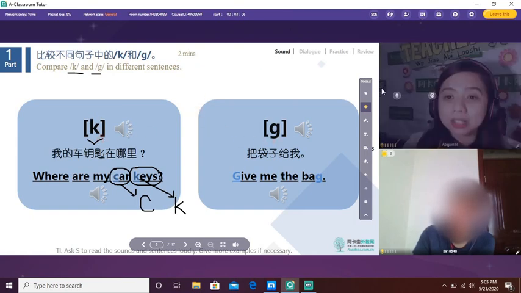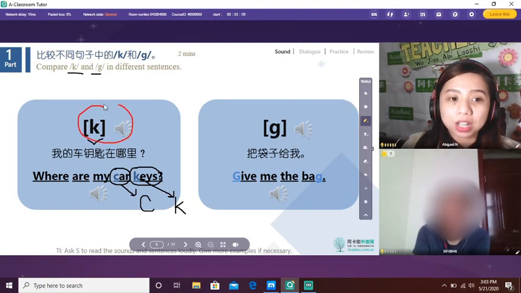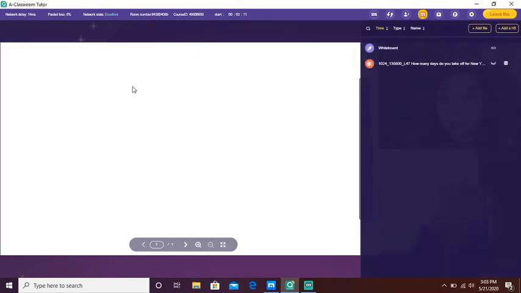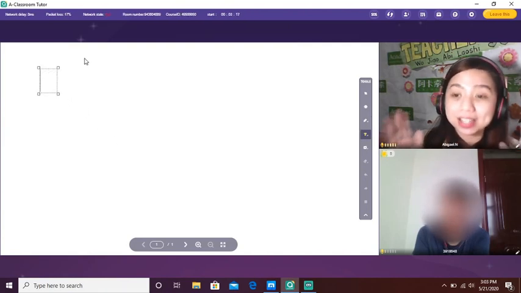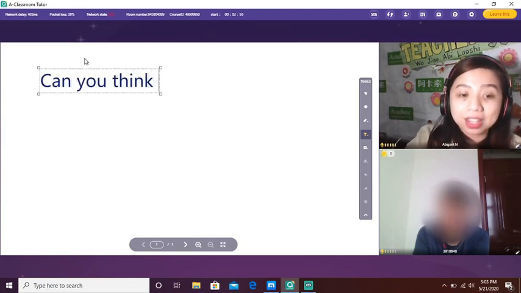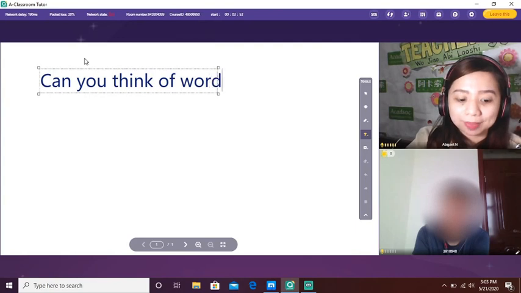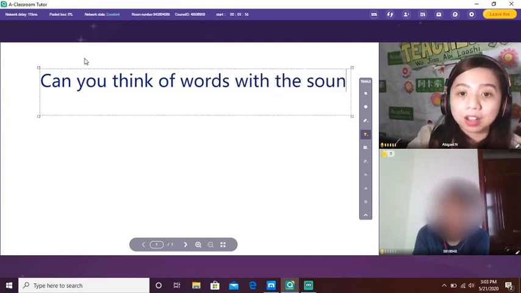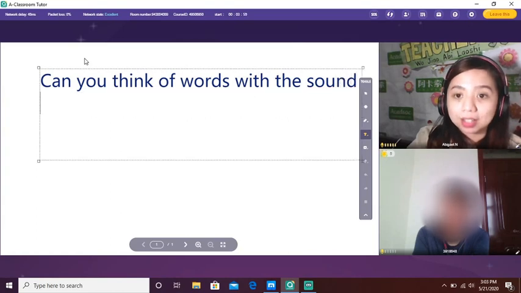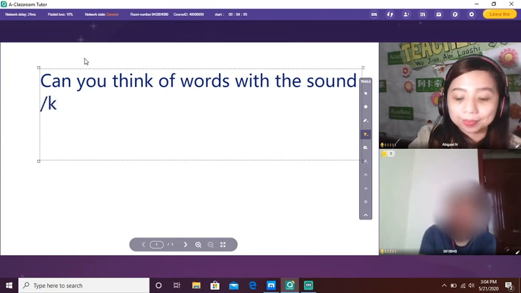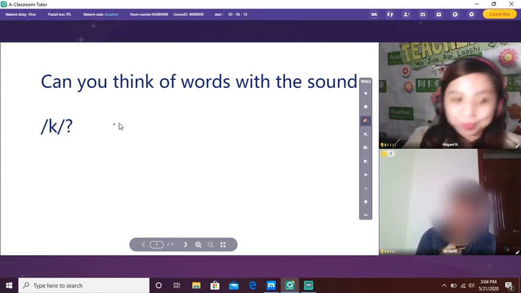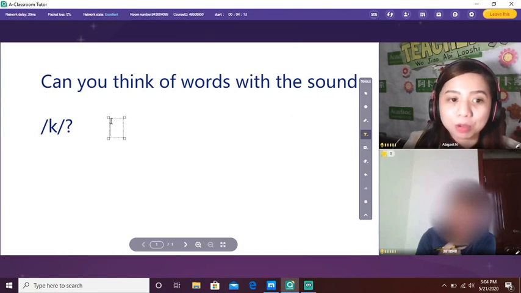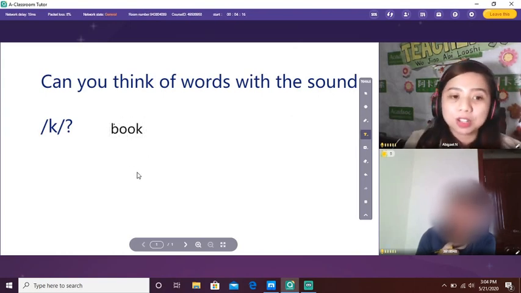Okay. Now, let's focus on this sound, k. I will open the whiteboard, okay? Can you give me words with the sound k? Can you think of words with the sound k? Book. I'm sorry, you said book. Okay, yes. Book. Let's write that. Very good. Book. What else?